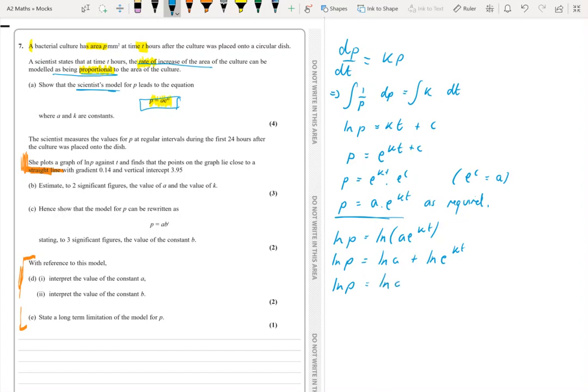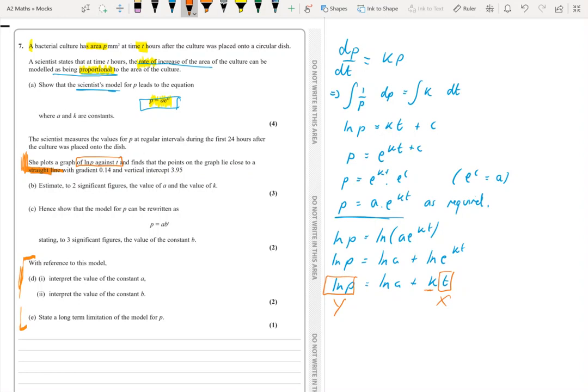And that last term there, ln of e to the power kt, ln and e are inverse functions of each other. So ln of e to the kt is just kt. Now I'm going to highlight some parts of this. The scientist is plotting a graph of ln p against t. So ln p is on her y-axis, t is on her x-axis, and this is like y equals mx plus c.